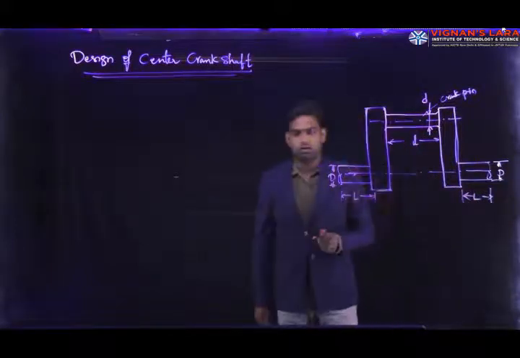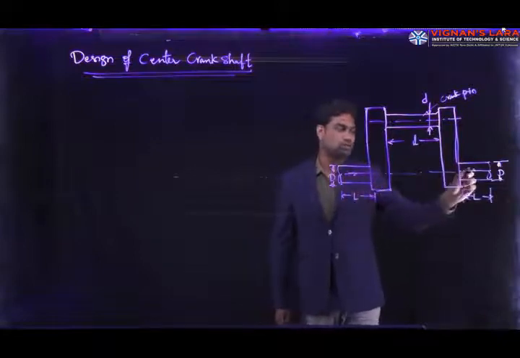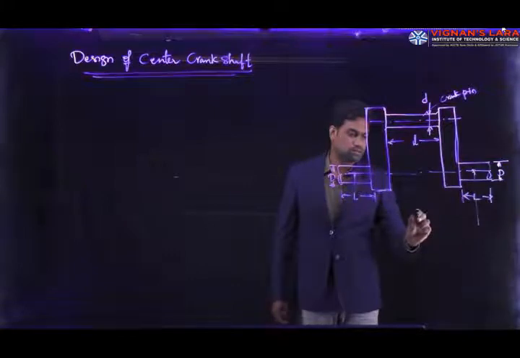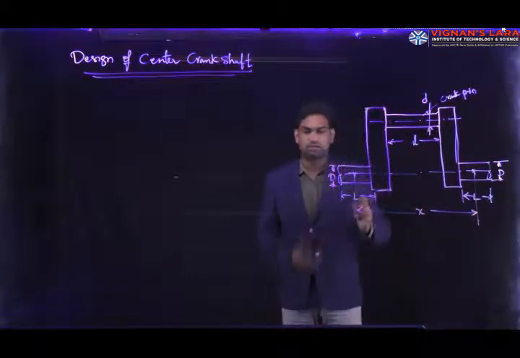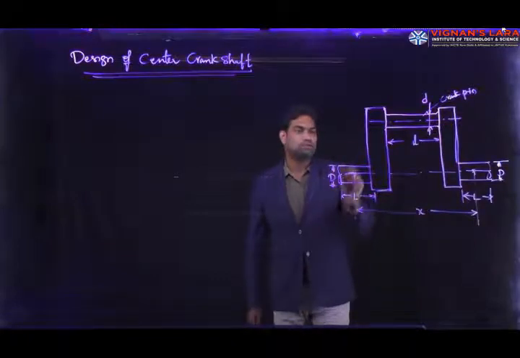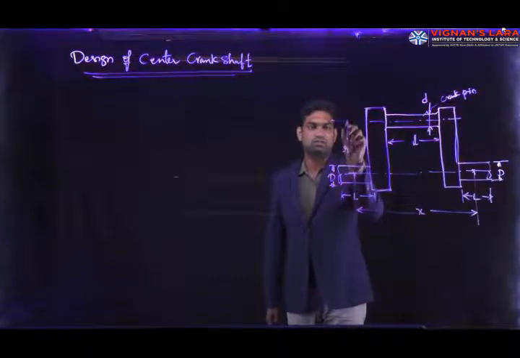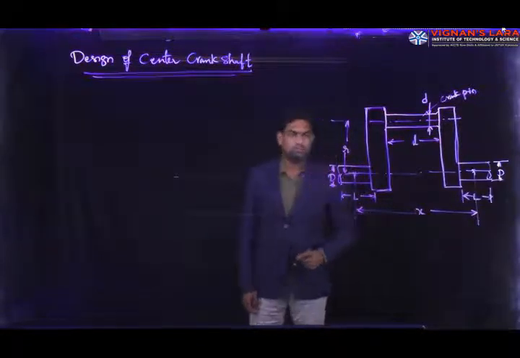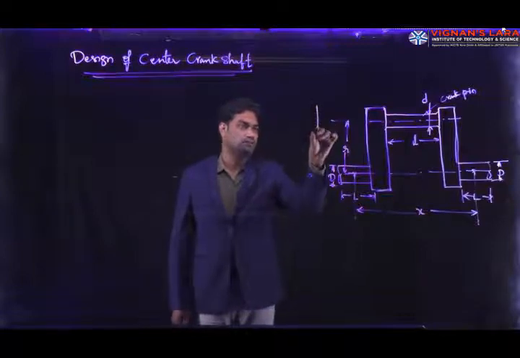Clear? So the support is taken on both sides of the journal. Here it is a support on both journals, and the distance between the two supports is denoted by x. The distance from the center of the crank pin to the center of the journal is equal to the radius of the crank, that is r. Clear?